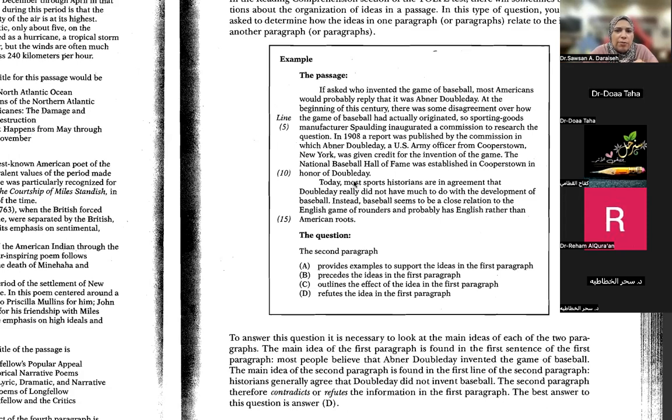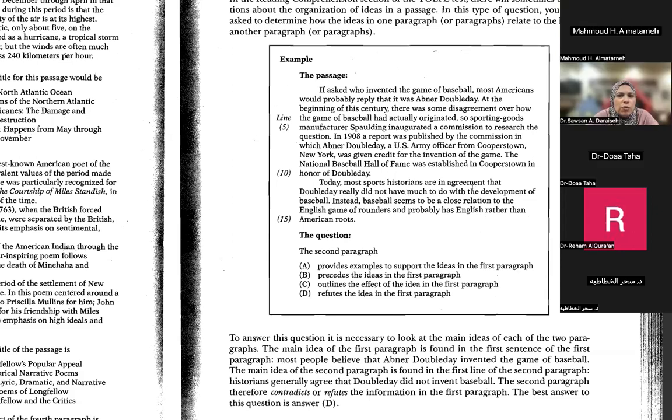Now, the second paragraph: today, most sports historians are in agreement not with these. Look, pay attention, that Doubleday really did not have much to do with the development. So nowadays we have people who agree that it's not him who invented or worked on developing baseball. So yes, it refutes the idea in the first. Be careful, guys, because if you read and focus on the word agreement, it's not enough. You have to finish till the end of the sentence to have the information that you want.